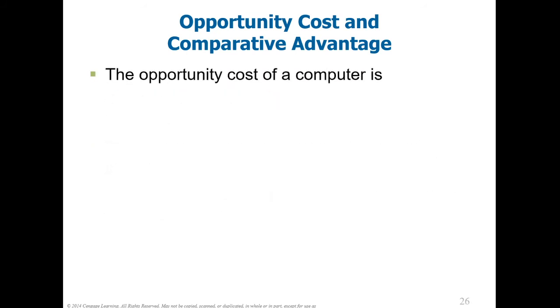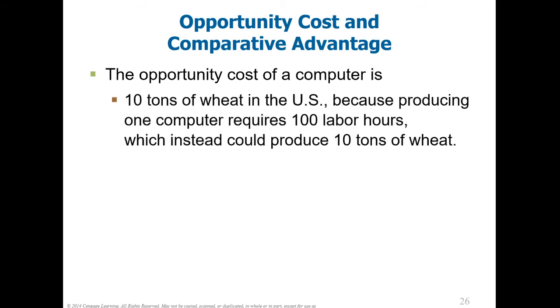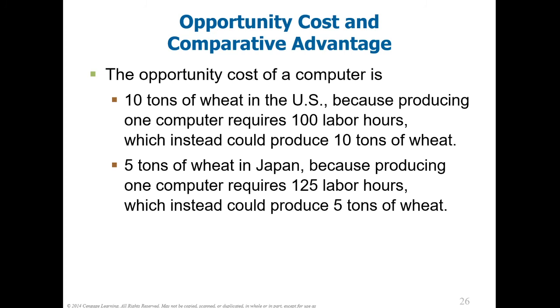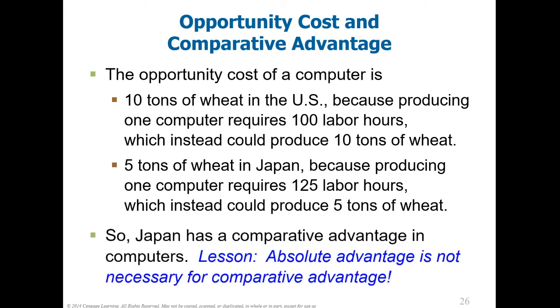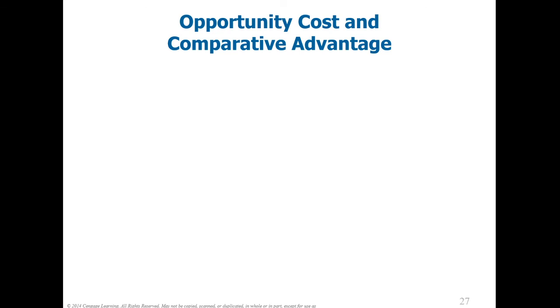The opportunity cost of a computer: every computer costs 10 tons of wheat in the U.S. because producing one computer requires 100 labor hours, which instead could produce 10 tons of wheat. Okay? It's 5 tons of wheat in Japan, because producing one computer requires 125 labor hours, which instead could produce 5 tons of wheat. So Japan has the comparative advantage in computers, right? So what's the opportunity cost of a ton of wheat in the U.S. and Japan?